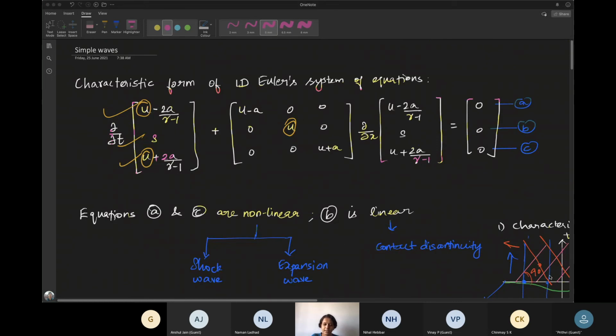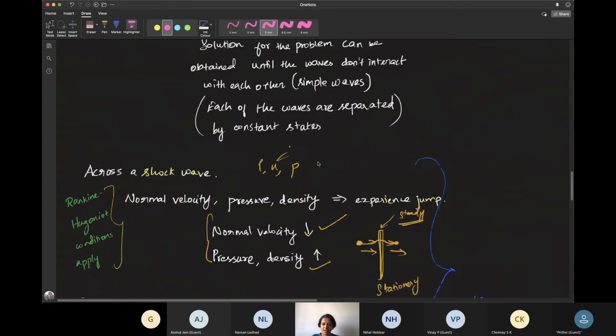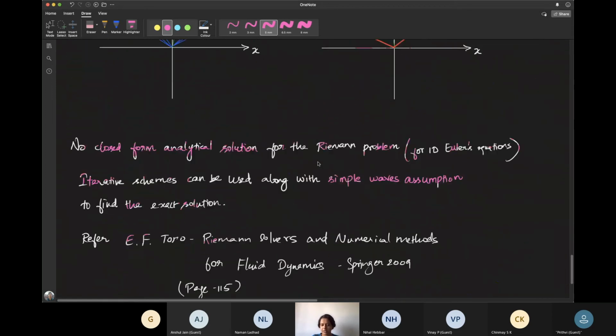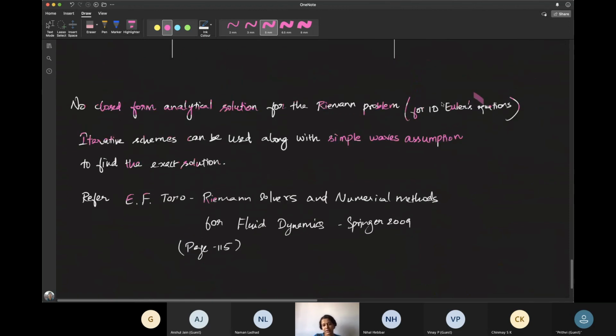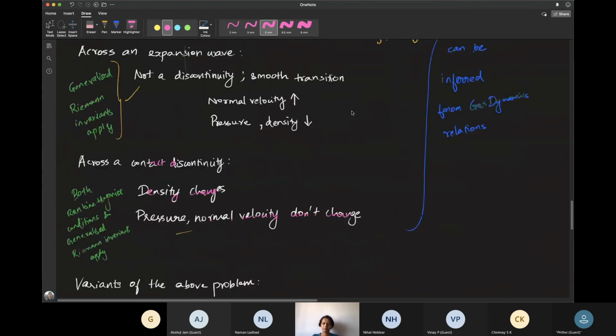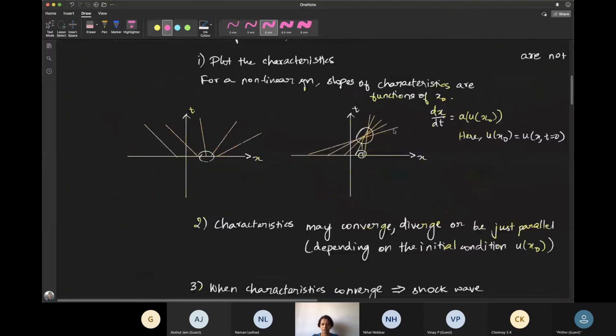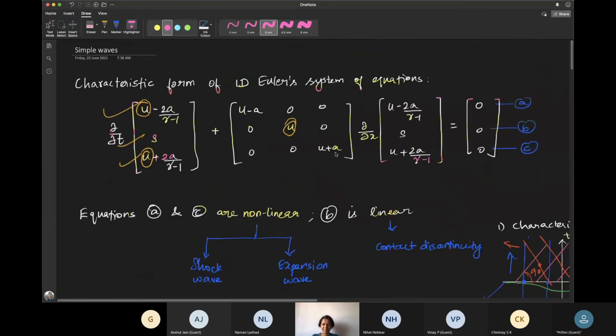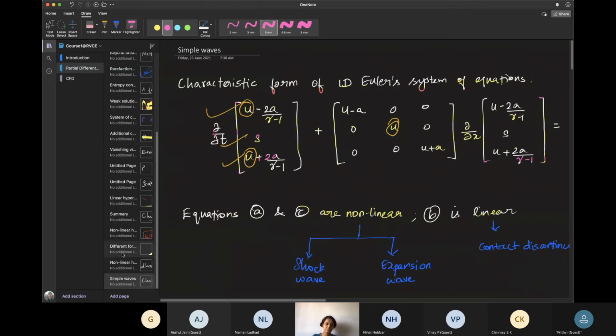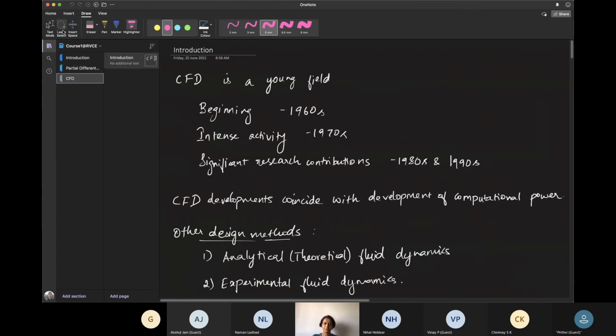That is, we have seen how finding the solution is difficult for 1D Euler's equations, even for a simple Riemann problem. So with this as a motivation, we move on to CFD, where we use numerics to find the solution. For scalar conservation laws, all the analytical methods were easy, but when we move to systems, doing analytical methods becomes quite difficult. So this is when we need to go to CFD.